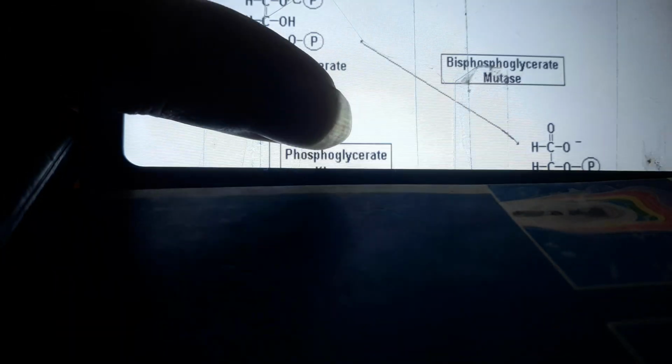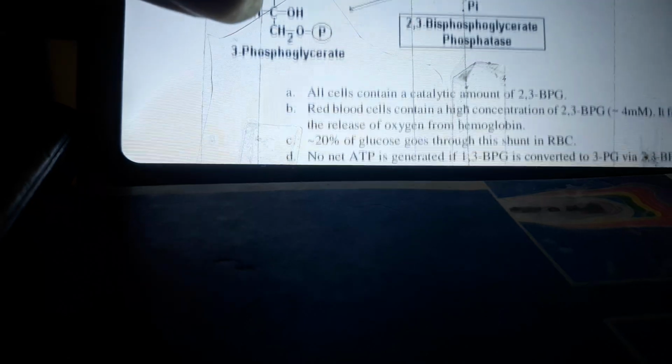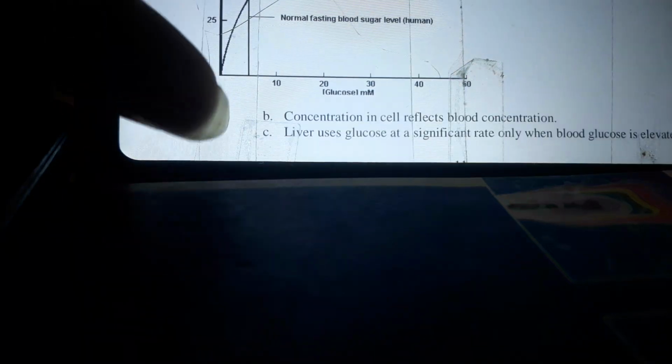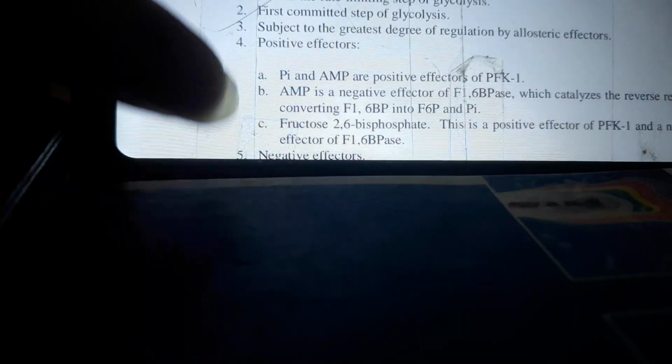This is the synthesis of 2,3 biphosphoglycerate, right? This is about the control of glycolysis, the graph here.